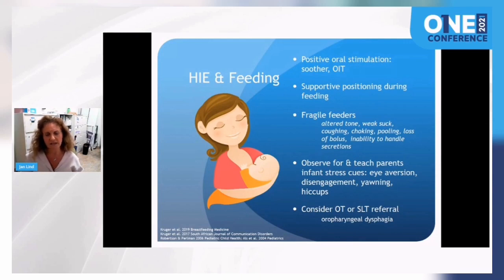A recent study from South Africa by Kruger in 2019 reported signs of oropharyngeal dysphagia in 25 of 28 patients with HIE. 15 of those had mild HIE, 11 had moderate, and 2 had severe. These signs included things like falling asleep during a feed, visible oral secretions, coughing, nasal flaring, and an absence of frequent swallows and that single suck.